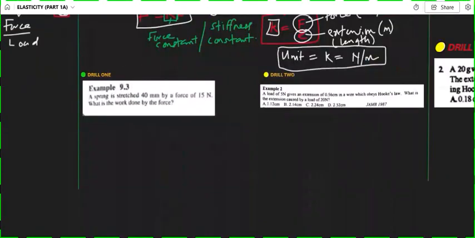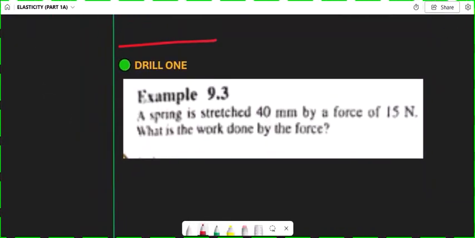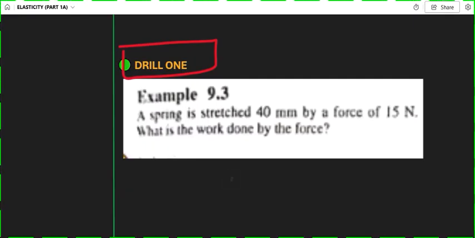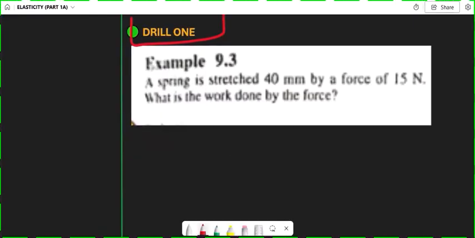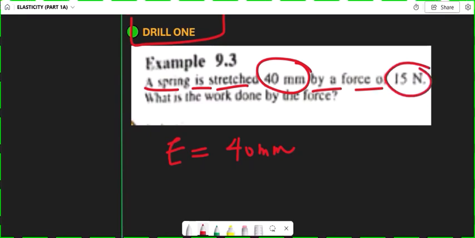Okay, so now we are going to solve some questions on it. For our question here, we have drill one. In drill one, we are given that a spring is stretched 40 millimeter. So you are given the extension of the spring as 40 millimeter, by a force of 15 newton. You are given the force as 15 newton.